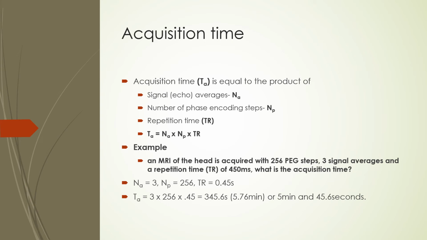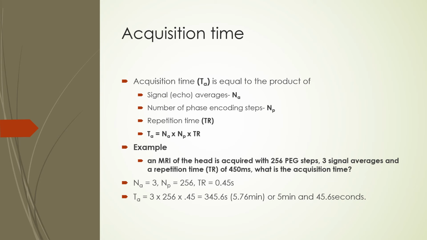On this slide, we shall calculate the acquisition time for a volume of tissue. Acquisition times are based on the number of echoes averaged or signals averaged, number of phase encode gradient steps, and the repetition times TR used. Acquisition time TA is equal to the product of signal or echo averages NA, number of phase encoding steps NP, and repetition time TR.